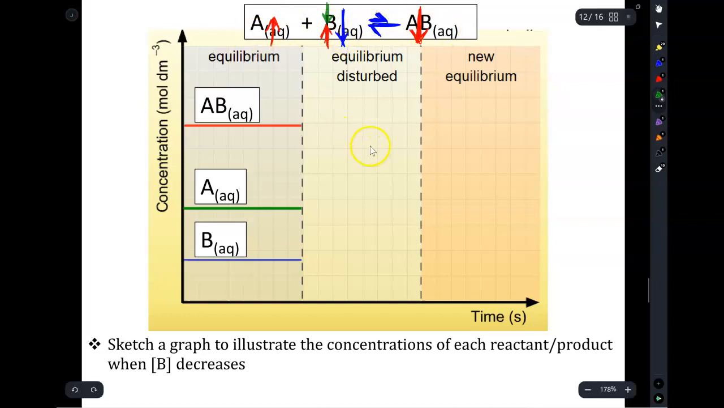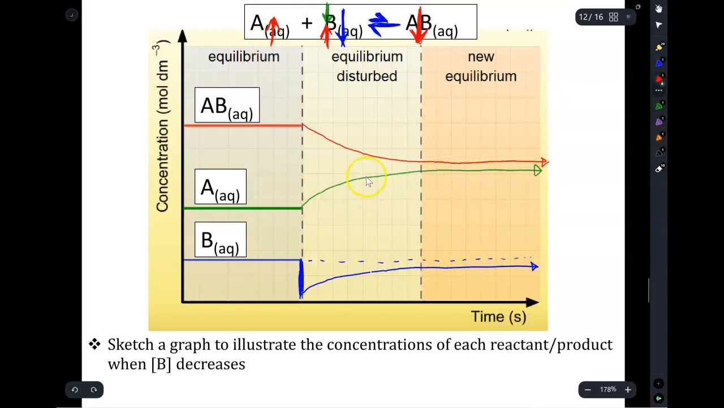So let's sketch all of this on the graph below. We'll first show the sharp decrease in the concentration of B, followed by an increase with the correct curve inflection, as well as the final equilibrium state being a new equilibrium and not the original equilibrium concentration. A will also see an increase in concentration, again with the correct curve, while AB will see a decrease in its concentration, again with the correct curve.